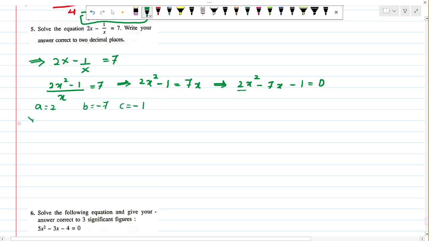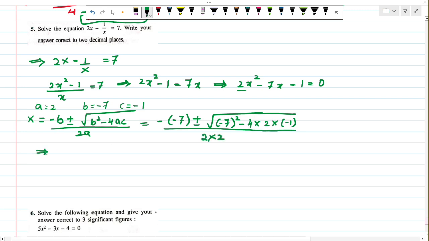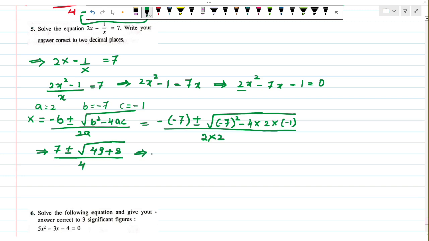I'll substitute in the equation x is equal to minus b plus or minus root of b square minus 4ac divided by 2a. So minus b is minus of minus 7 plus or minus root of b square, minus 7 square, minus 4 into a is 2 and c is minus 1, divided by 2 into a is 2. If I simplify this, I'll get 7 plus or minus root 49 minus of minus is plus 8, divided by 4. So 7 plus or minus root 57 divided by 4.